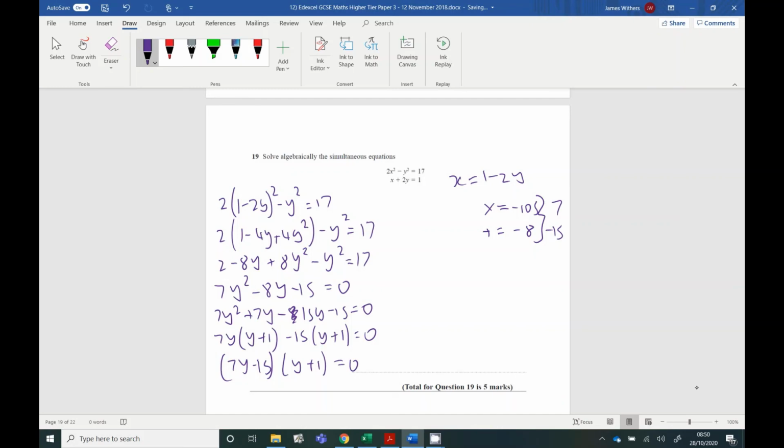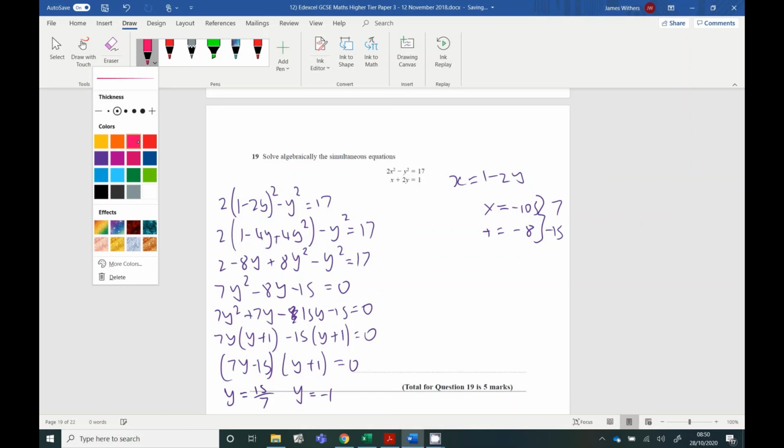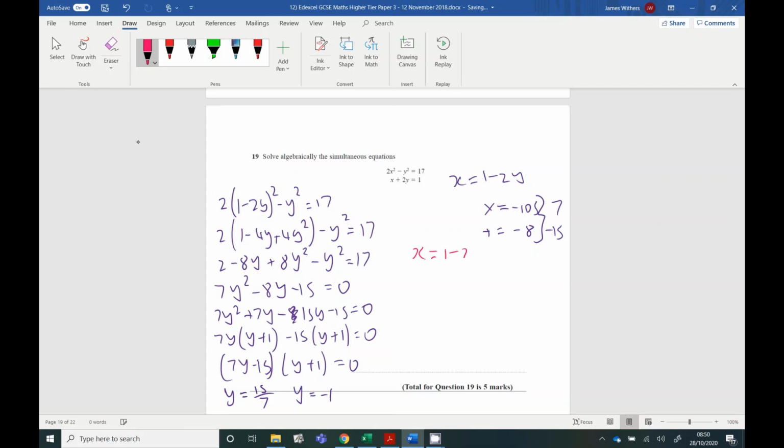So how do I make this first bracket 0? That is when y is 15 over 7. How do I make this second bracket 0? That is when y is minus 1. So I now need to go and work out my two x values. So let's go back to knowing that x equals 1 minus 2y. So when y is 15 over 7, x is going to be 1 minus 2 lots of 15 over 7, which is 1 minus 30 over 7, which is minus 23 over 7.